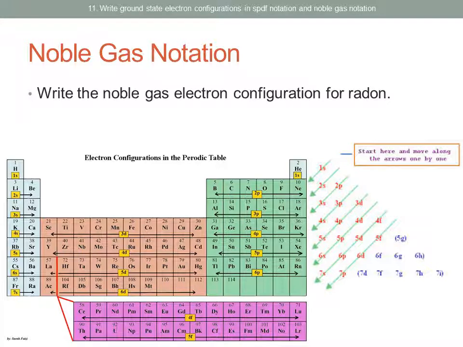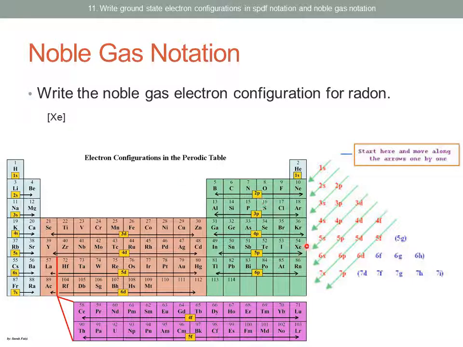Next one, we're asked to write the noble gas electron configuration for radon. Now notice radon in itself is a noble gas. Now what you might be thinking is, well, why don't we just put the symbol for radon in brackets and call it good? Well, if you're doing an electron configuration for a noble gas using noble gas notation, you still go back to the previous noble gas. So the previous noble gas from radon is xenon.